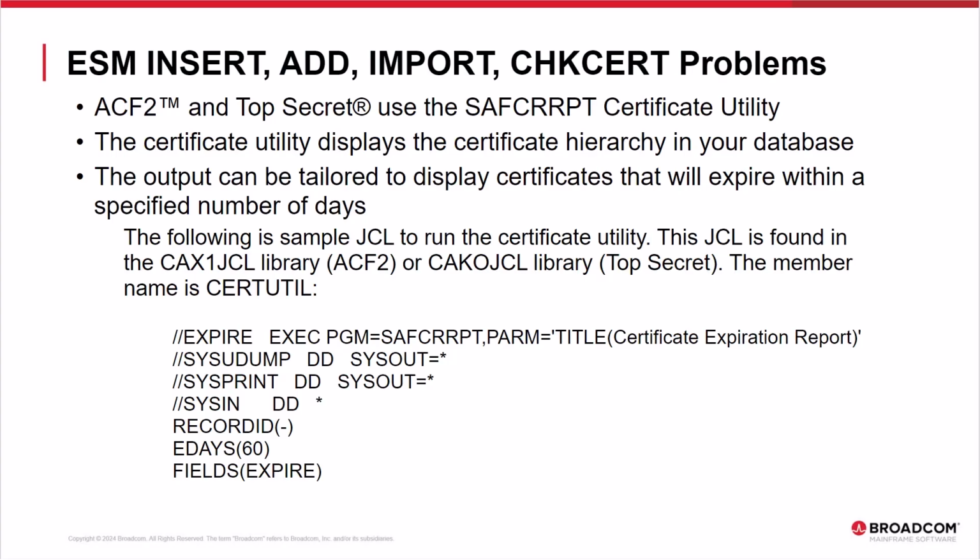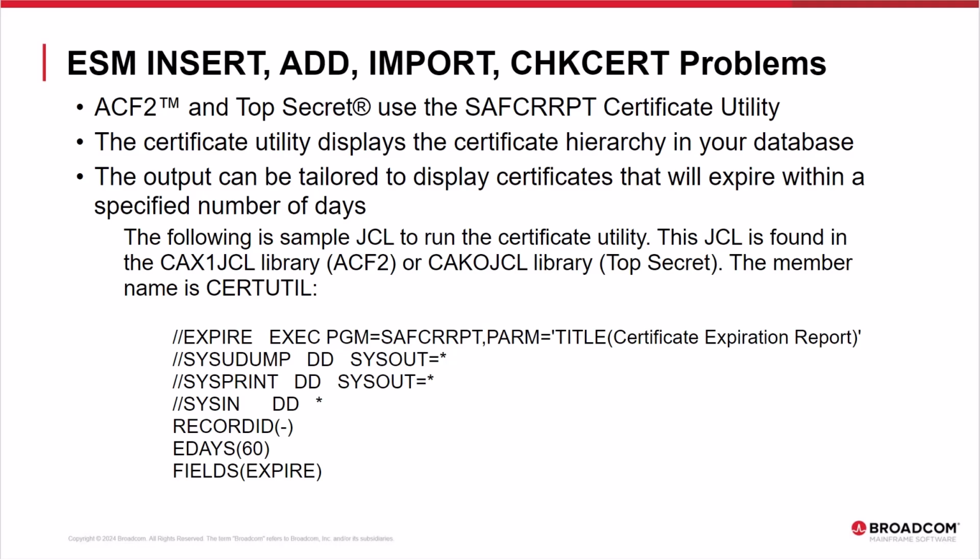How do we know when certificates are about to expire? ACF2 and Top Secret come with a utility called the SAF-CR RPT certificate utility. The JCL for this utility can be found in the product's JCL library. Many parameters can be used to tailor the output of the report, and a link to a list of parameters and their descriptions will be included in the text file that is available for download for ACF2 and Top Secret.